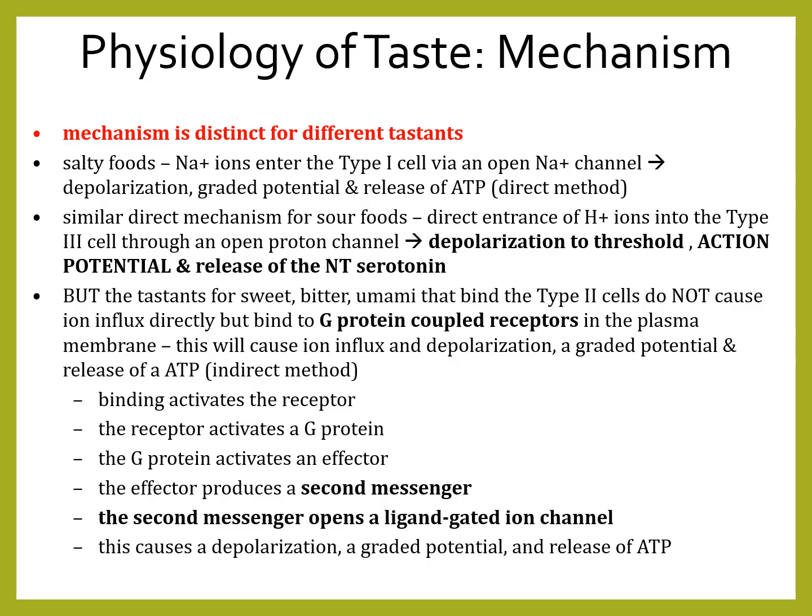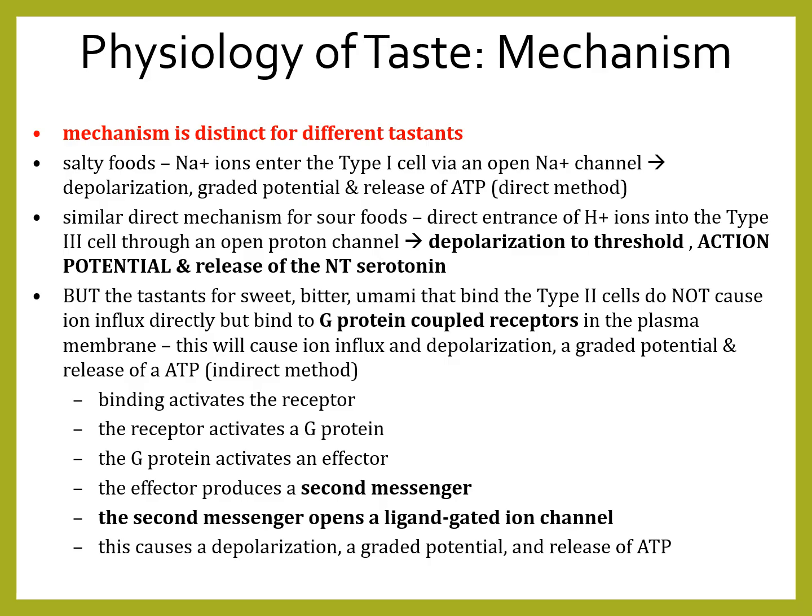You're eventually going to get ion influx and depolarization. This is because the G protein coupled receptor, like I said in the last slide, is going to set up a series of events. So the tastant is going to bind the receptor. The receptor is going to activate its partner, which is called a G protein. The G protein is going to activate its partner, which is called an effector. The effector is going to produce a second messenger like cyclic AMP, and it is the second messenger that opens a ligand-gated ion channel, causing ion influx, and a graded receptor depolarization is going to result.